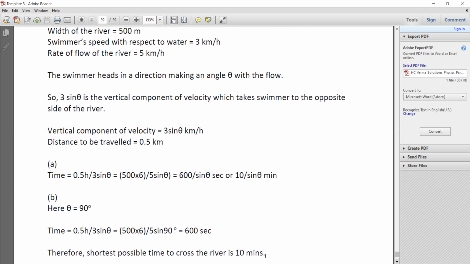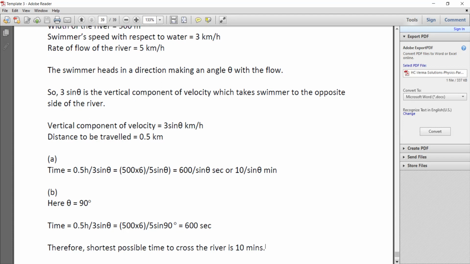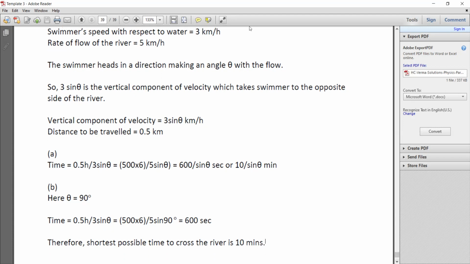A. Time equals 0.5 hours upon 3 sine theta, equals 500 into 6 by 5 sine theta, equals 600 upon sine theta seconds, or 10 upon sine theta minutes. B. Here theta equals 90 degrees. Time equals 0.5 upon 3 sine 90, equals 500 into 6 by 5 sine 90, equals 600 seconds. Therefore, the shortest possible time to cross the river is 10 minutes.